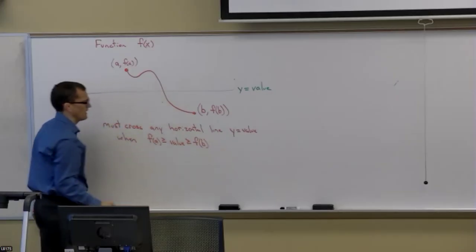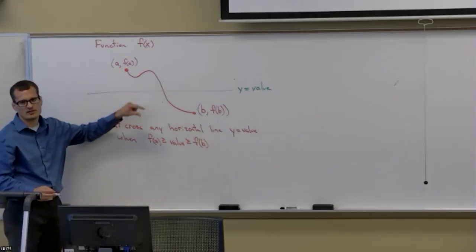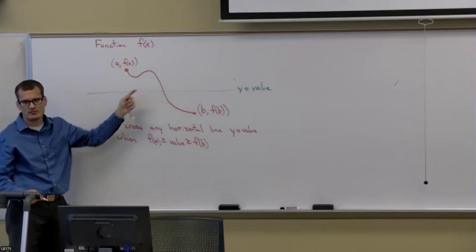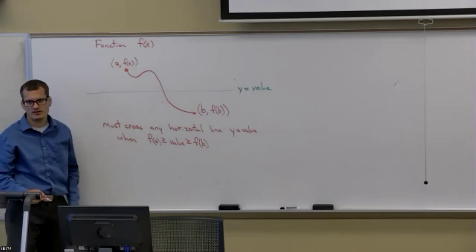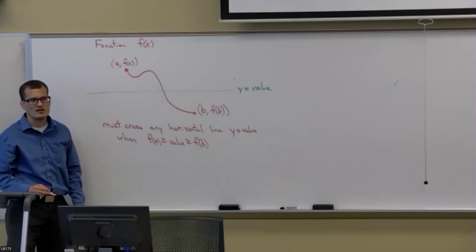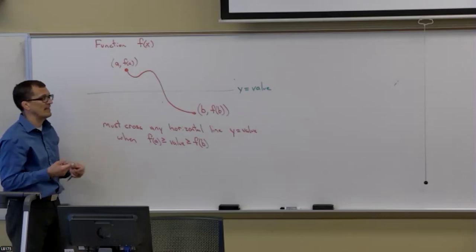I drew it this way, where the f of A was bigger, but it would work the exact same way if the f of B was bigger. All right? We just go left to right, we have to cross it the other way, from bottom to top. Okay. Does that work? So the intermediate value theorem says that.